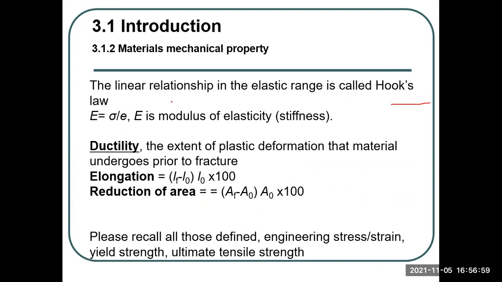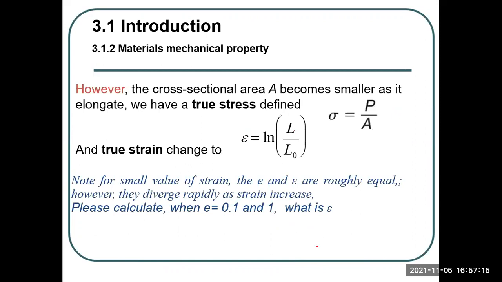Hooke's law, and E is the elasticity, stiffness, ductility, elongation, reduction of area. Okay, so far we only talked about engineering stress and strain. So yield strength and the UTS. The cross-sectional area becomes smaller as it elongates. So this is true stress and true strain. Okay, note for small values of strain, these two are roughly equal.